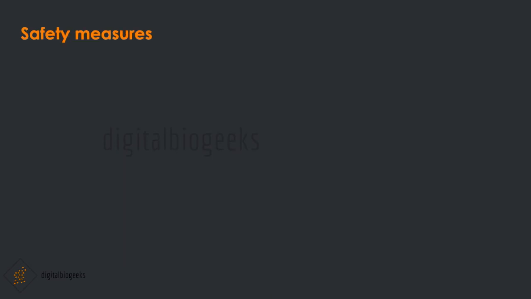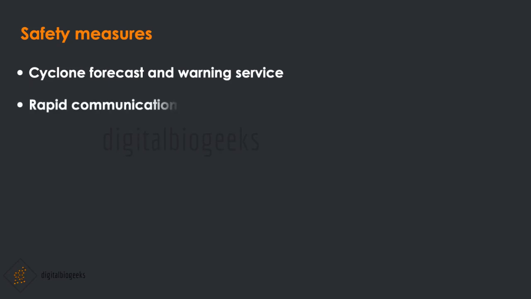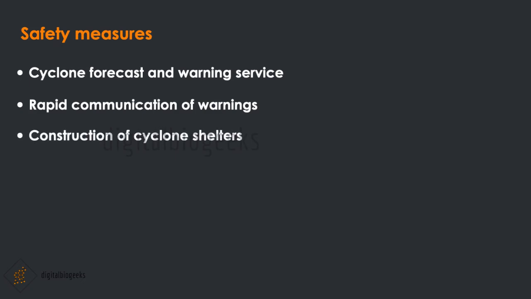Let's learn about the safety measures during cyclone. A cyclone forecast and warning service is necessary. Rapid communication of warnings to the government and fishermen, ships, and to the public should be done. Construction of cyclone shelters in cyclone prone areas. The people living in cyclone prone areas should also take some safety measures.